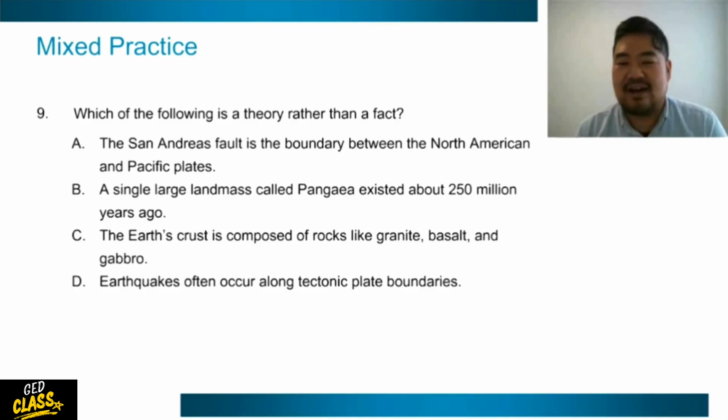Let's take a look at our next example here. Take a look at question number 9. Give yourself a minute to try this one on your own, and when you have an answer, we'll go over this one together. Now, pause the video, give yourself a minute, and then unpause the video, and again, we'll go over this together.